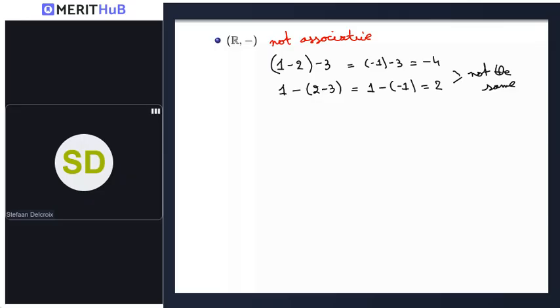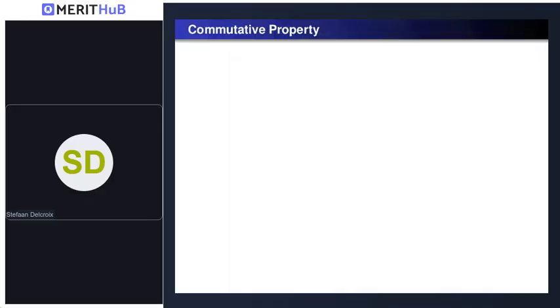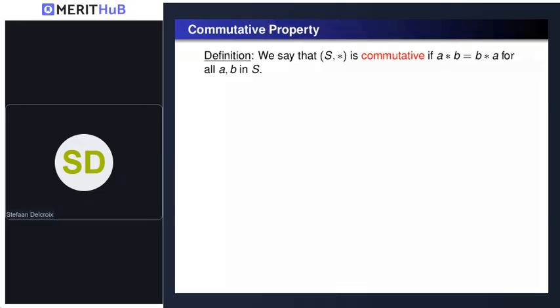Closure, associativity. The next property that I like to look at is the commutative property. Why? Because it helps to look at identity and inverses if you already know your commutative. If you're not commutative, then there's nothing to do about it. So what is the commutative property? We say that (S, star) is commutative if the order in which you operate does not matter. So if A star B is B star A for all A, B in S.